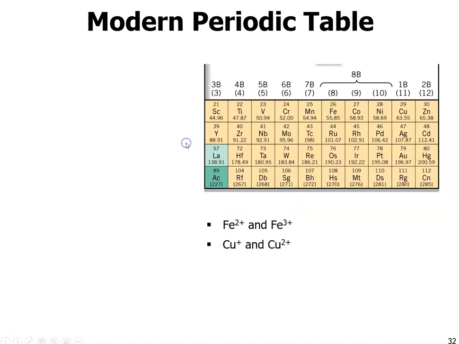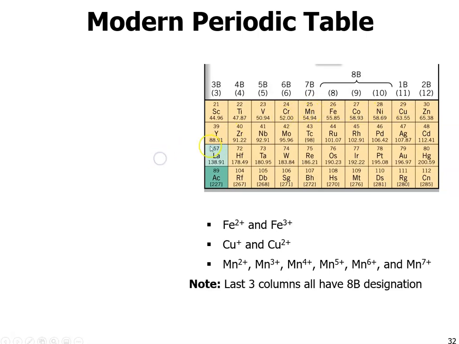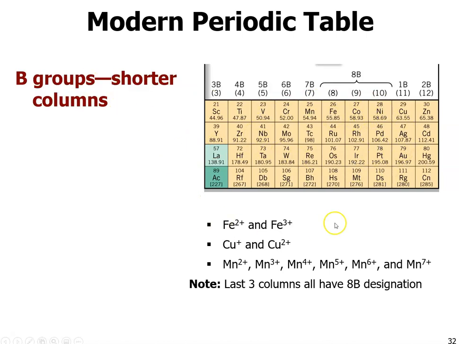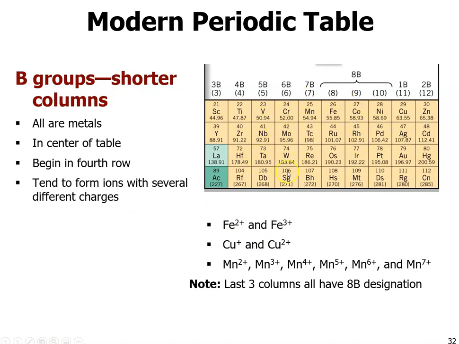So that can happen. Copper, you'll notice, might be in different charge states as well. For copper over here, we can have manganese found here. It can have multiple different charge states. So these columns, these shorter columns, will have different possible charge states within here. All of these are metals. They begin in the 4th row. Remember where we have those tall, that's why they're shorter. And then they will tend to form, as I mentioned, several different ions.